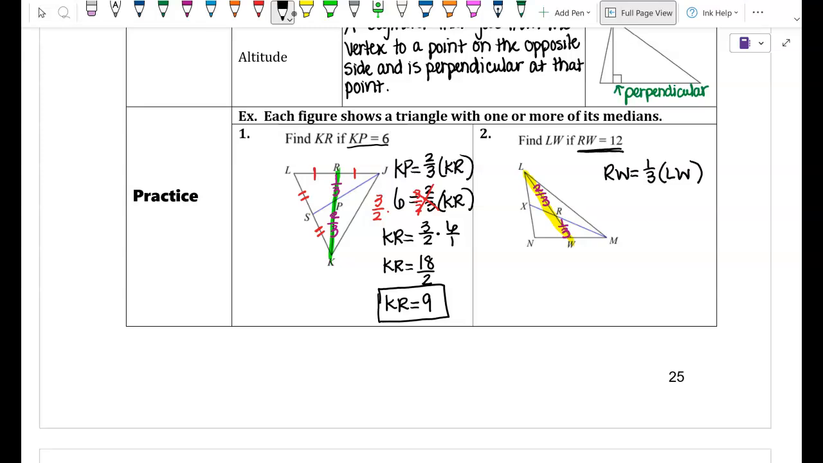So we know RW is 12, so if I substitute that, 12 equals 1/3 of LW. And again, if I divide by 1/3, that's really multiplying by 3/1. So I invert and multiply. So LW is 3/1 times 12/1. Well, 1 times 1 in the denominator isn't going to do anything for us, so we just do 3 times 12. So LW is 36.